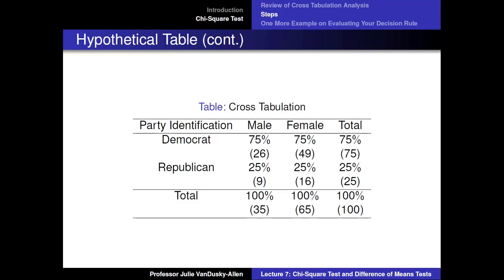Then you insert the appropriate numbers in the cells. The hypothetical value for male Democrats should be 26. The hypothetical value for male Republicans should be 9. The hypothetical value for female Democrats should be 49. And the hypothetical value for female Republicans should be 16.